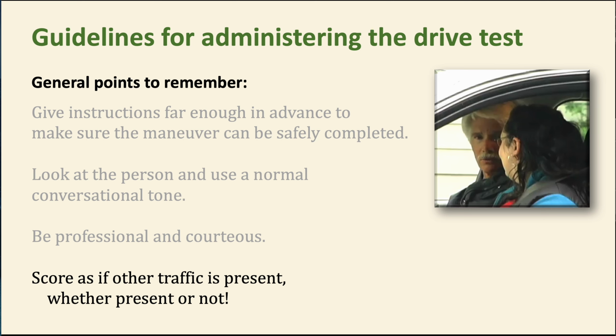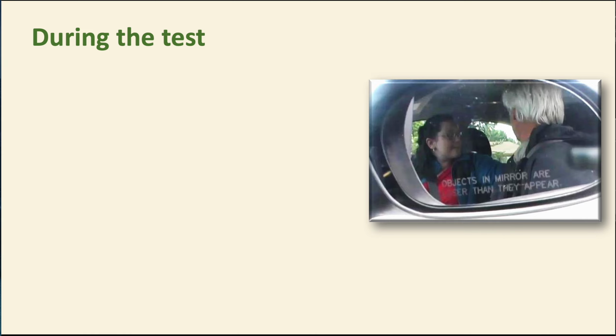Remember this. Score as if other traffic is present, whether they're there or not. So what this means is, let's just say, for example, you're on the side of the road. You did the starting maneuver. You've driven to the side of the road and you've directed the applicant, re-enter traffic. They've looked over their shoulder and they don't see anybody there, so they don't bother using your signal. Now you can't say to yourself, well, there was nobody there, they don't have to signal. They do. You have to score as if there was other traffic present, whether they were there or not.